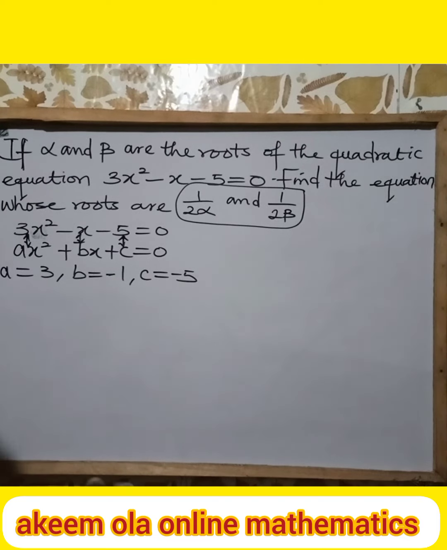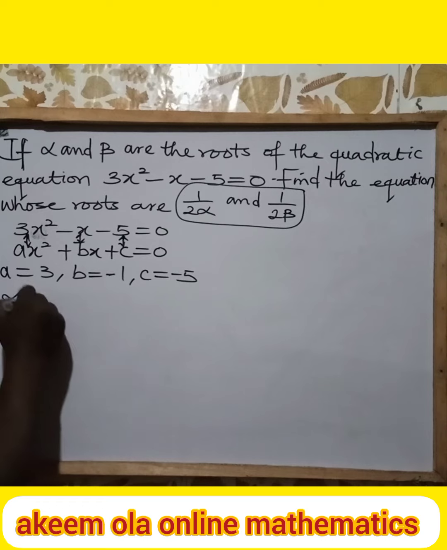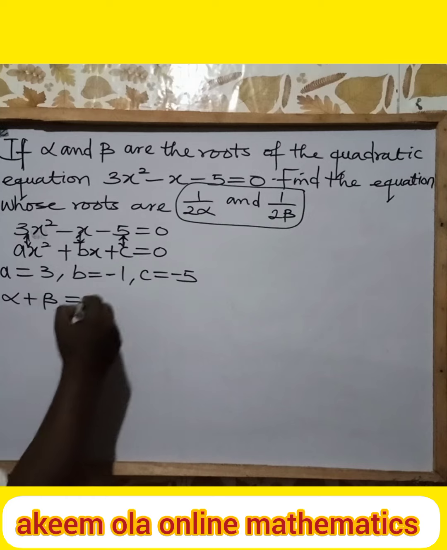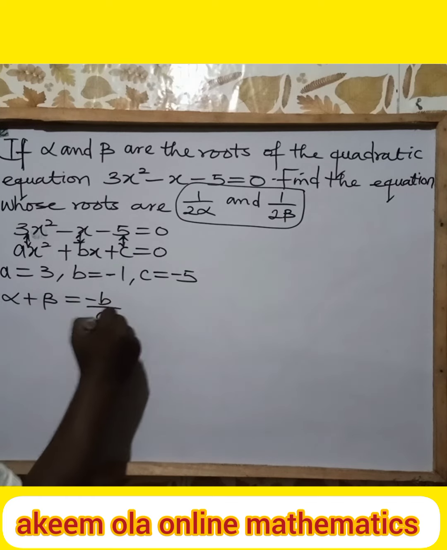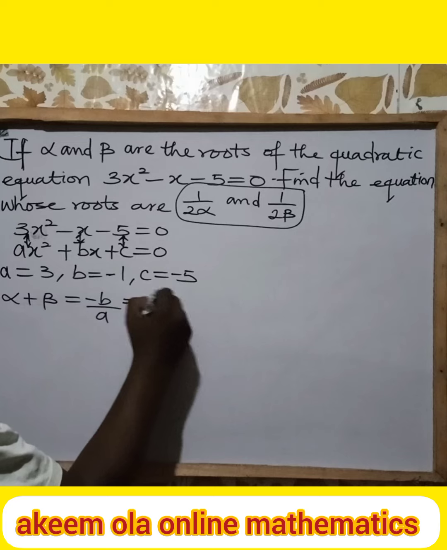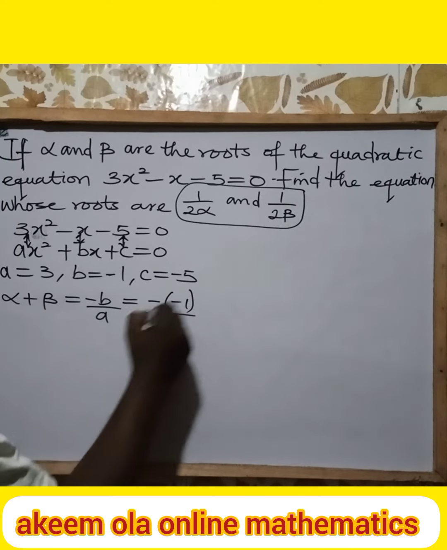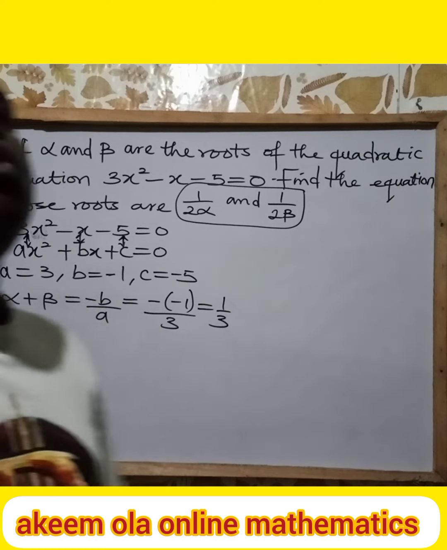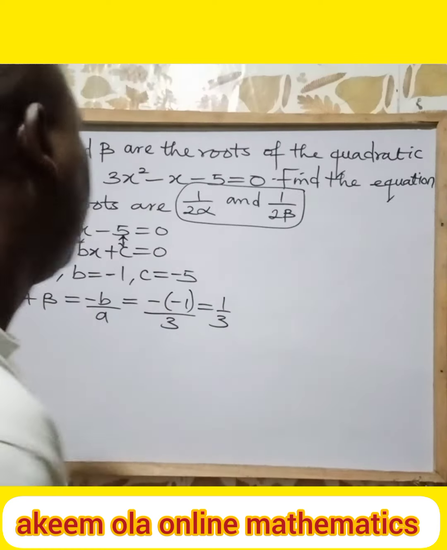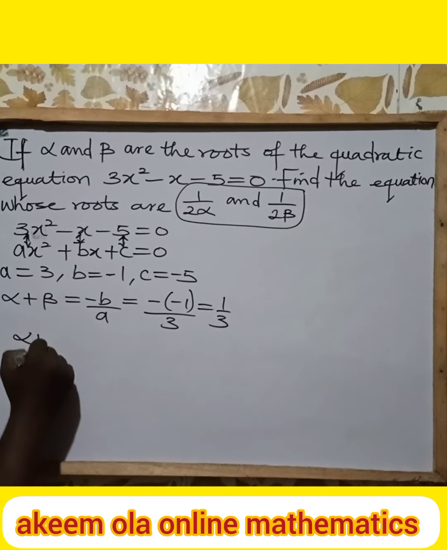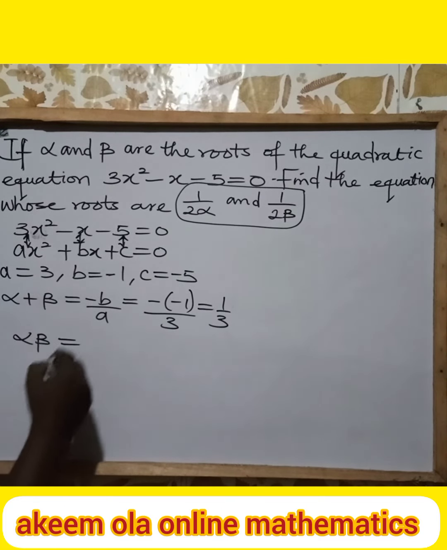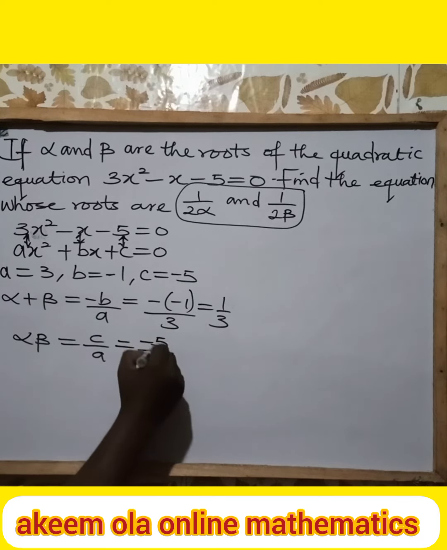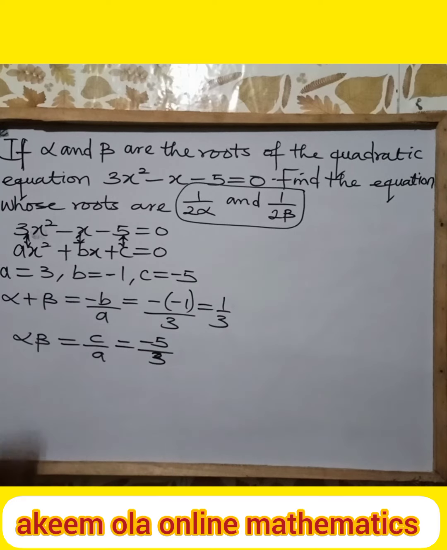Before we consider this, we need to get our alpha plus beta, the sum of roots. Normally, alpha plus beta is always minus b all over a, and that will be equal to minus into minus 1 all over 3, and that will be equal to 1 all over 3, because minus times minus will surely give you plus. And we have the product of roots, alpha beta, that will be equal to c all over a. What is our c there? That is minus 5 all over a, which is 3.